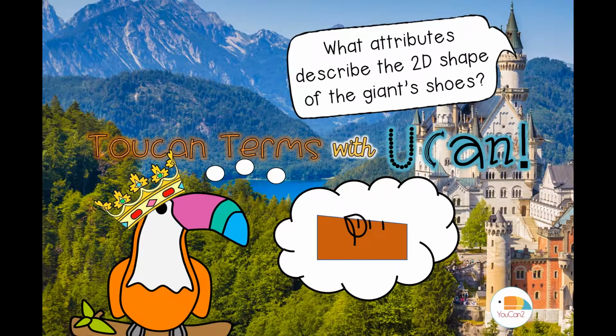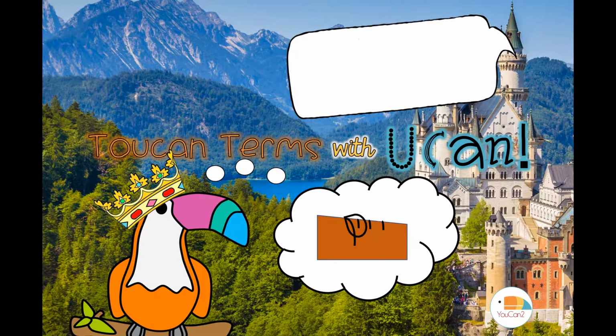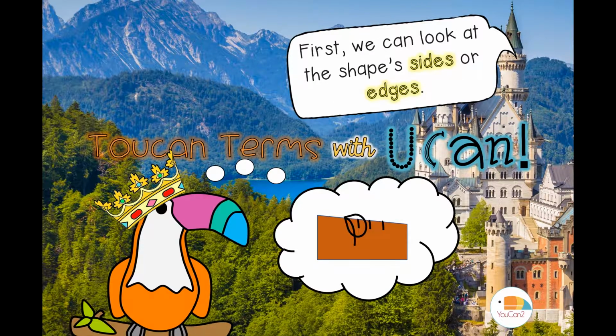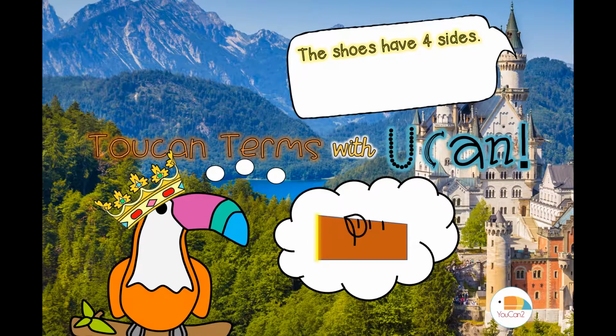They're characteristics. Check out this giant shoe. It's a quadrilateral, and we can use different attributes to help describe it. First, we can look at a shape's sides. Another word for sides is edges. I wonder how many sides this shape has. It has 1, 2, 3, 4 sides or edges. That's one way to describe the shape.